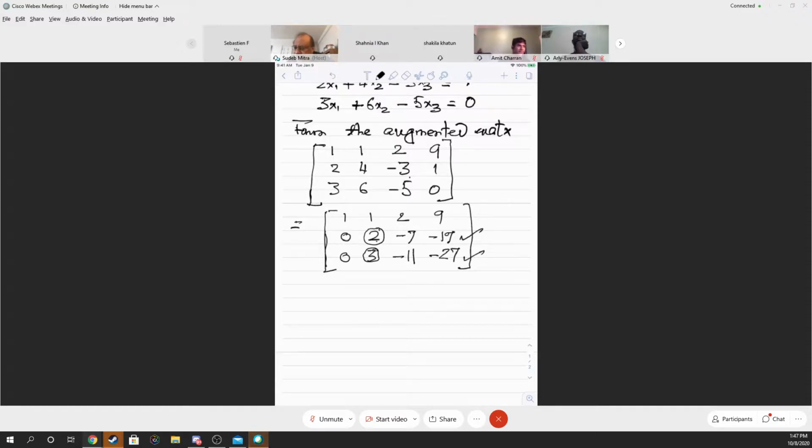Yes, I understand, but if you could write this on the side, it could be there. Then there is a 2 here. I want to multiply by half. I want to get this into 1. So 1, 1, 2, 9, 0, 1. I'm multiplying by half. -7 upon 2, -17 upon 2. No, don't do it together simultaneously. That is problematic.